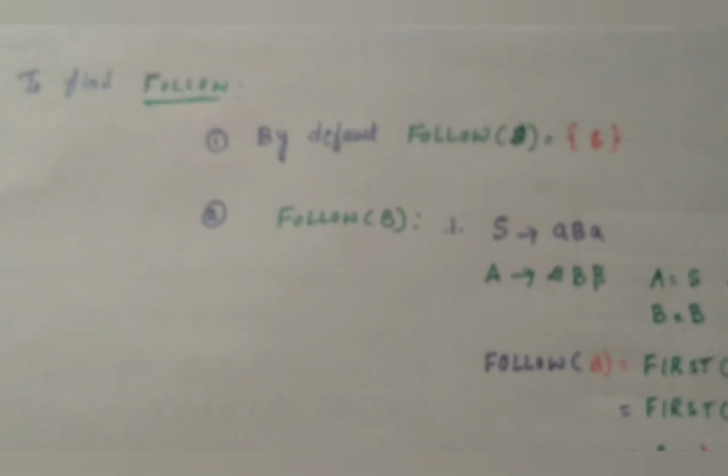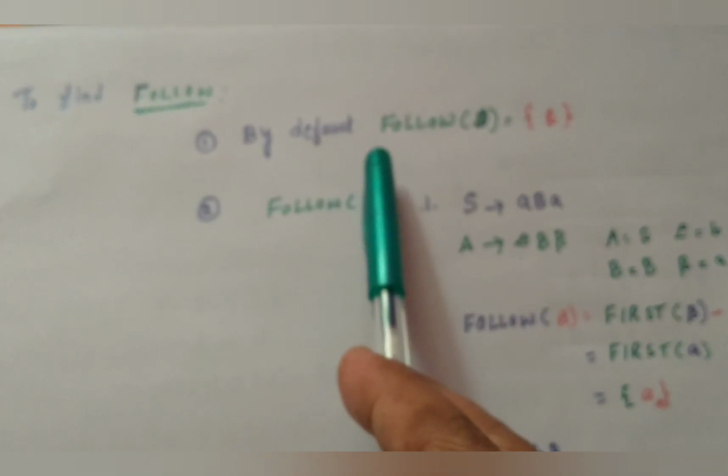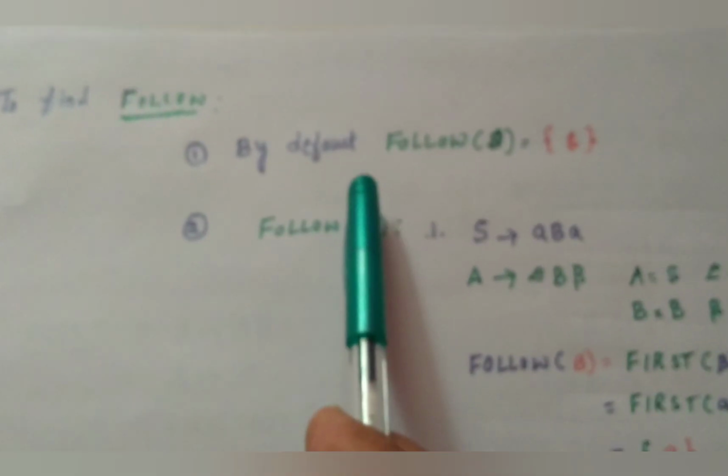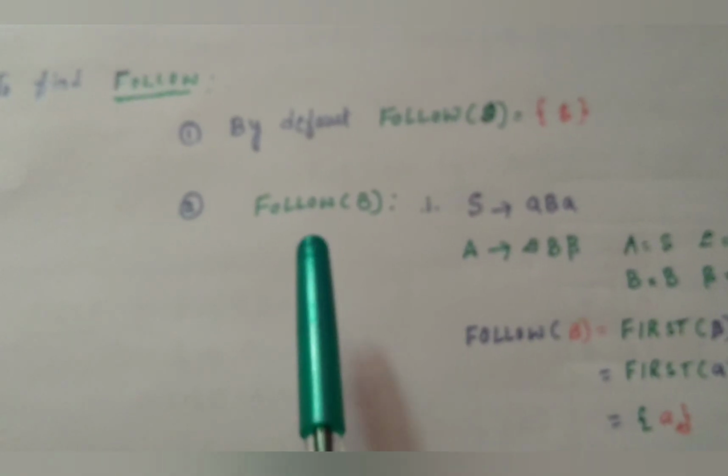By default, for the starting symbol you have dollar, we'll add dollar. Since in any of the productions we don't have S on the right hand side, my follow of S remains dollar.